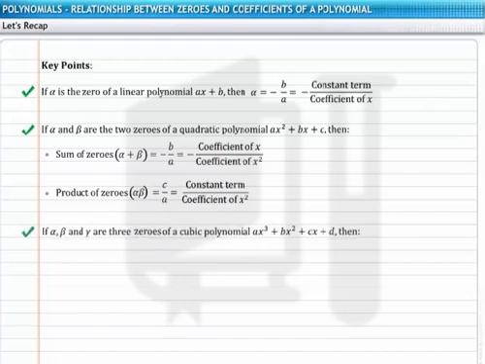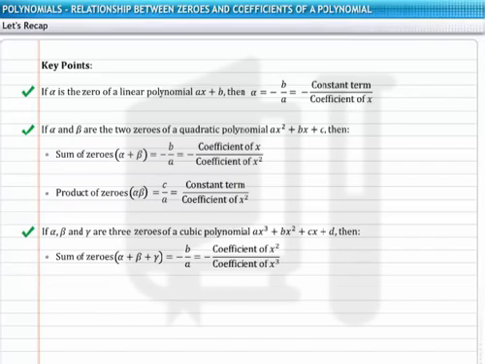If alpha, beta and gamma are the three zeros of a cubic polynomial, then the sum of the zeros of a cubic polynomial is equal to the minus of the coefficient of x squared divided by the coefficient of x cubed.